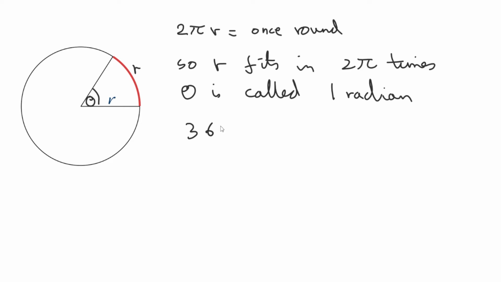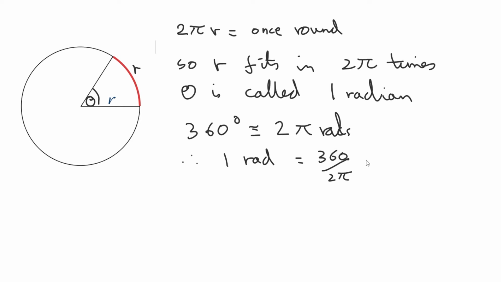It's therefore fairly simple to work out what theta, 1 radian, is in degrees, since going round the circle in degrees is 360 degrees, and it's also 2 pi radians, so therefore we can set them equal. This means that 1 radian is simply 360 divided by 2 times pi, or 6.28, meaning 1 radian is about 57.3 degrees.